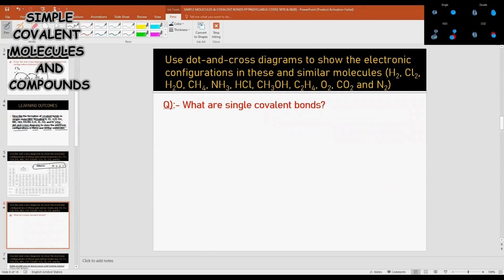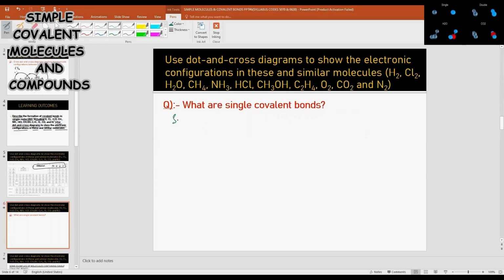Now in this lesson, I will talk about the different types of covalent bonds on the basis of the number of electrons they share. Let's start with the single covalent bond. A single covalent bond involves the sharing of only 2 electrons or 1 pair of electrons between 2 atoms.